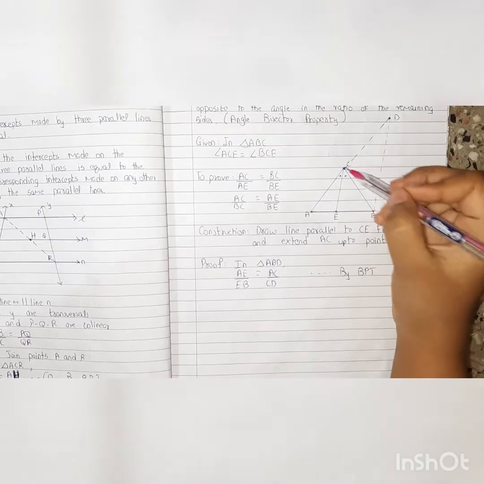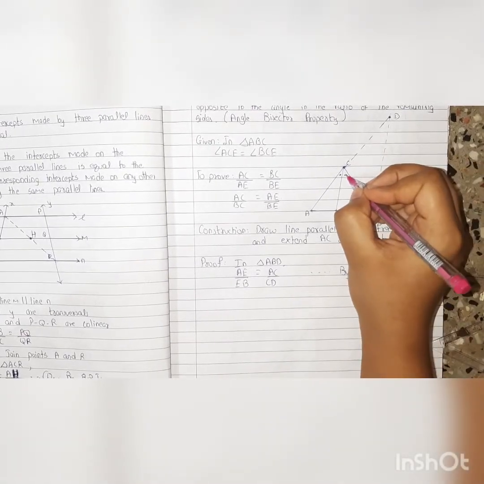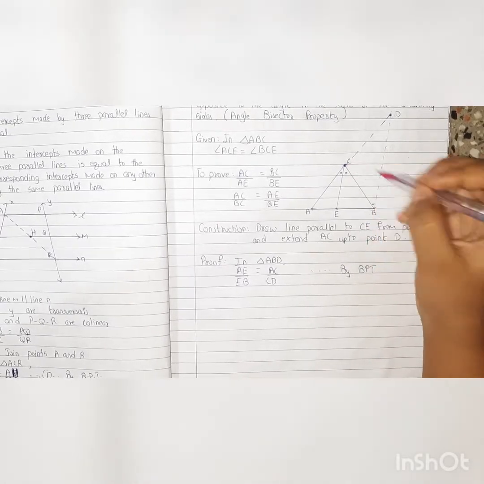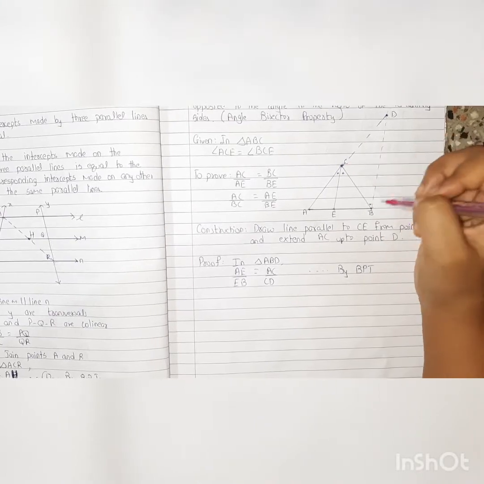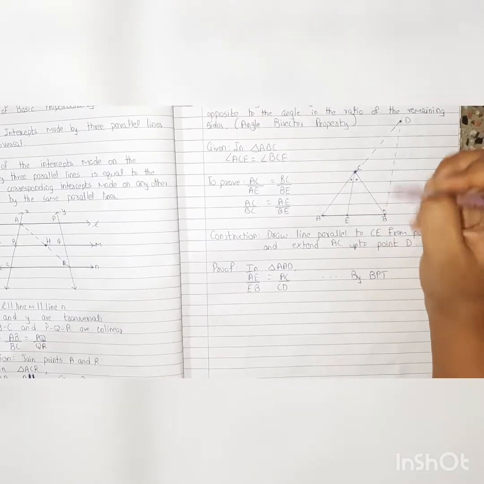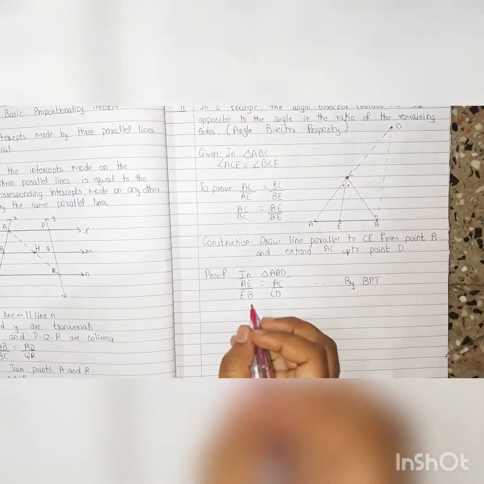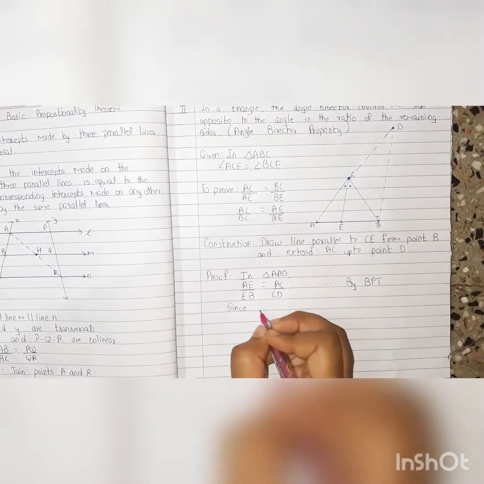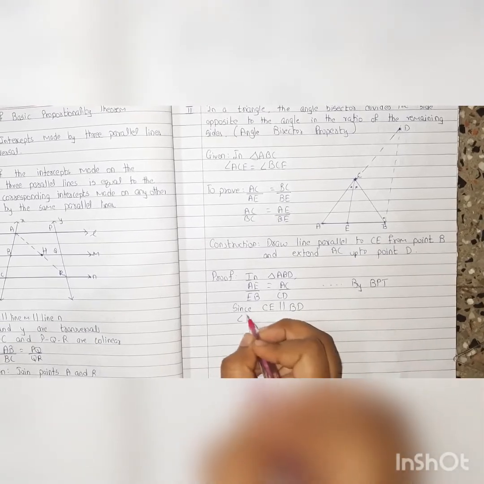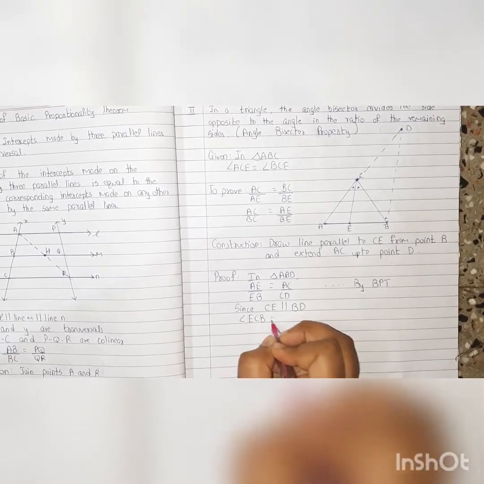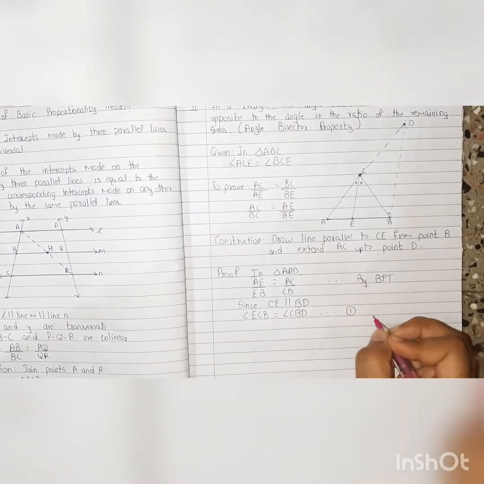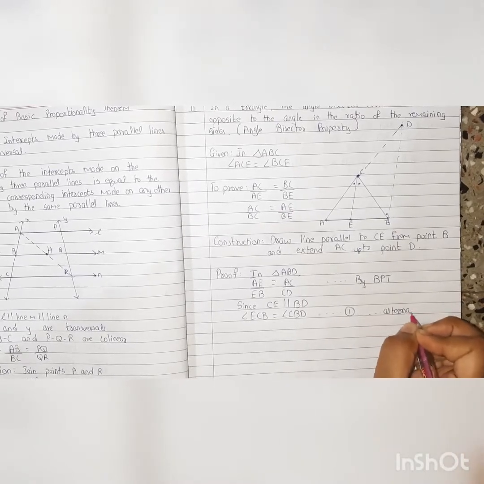Now we can see that CE is parallel to BD, so this angle is equal to this angle. So that is alternate angles. CB is the transversal for the parallel lines CE and DB, and this is a Z. So this angle and this angle become equal. So I'll write here, since CE is parallel to BD, angle ECB is equal to angle CBD. Now this I'll name as 1, and the reason is alternate angles.